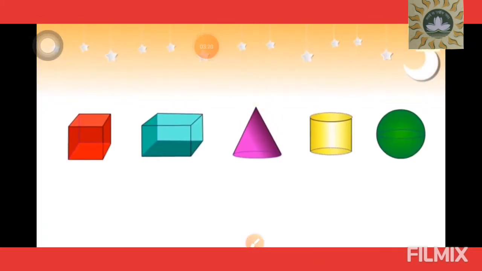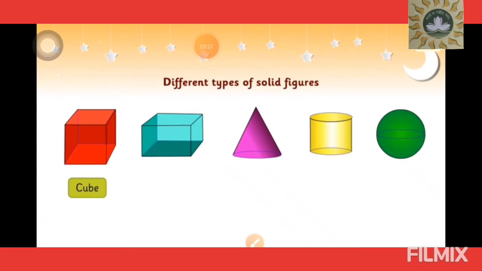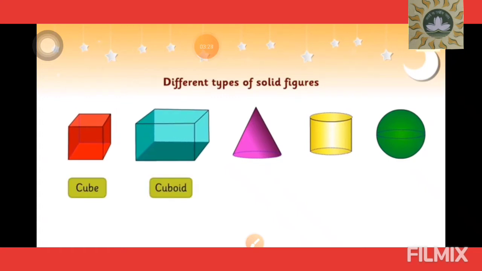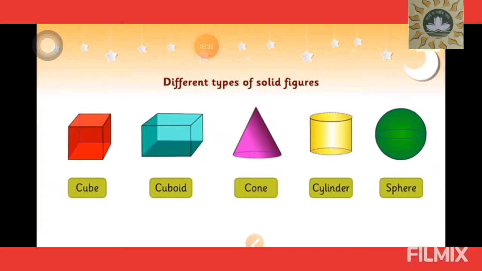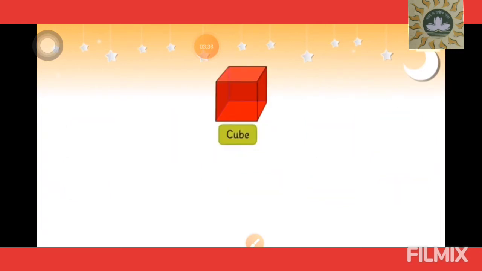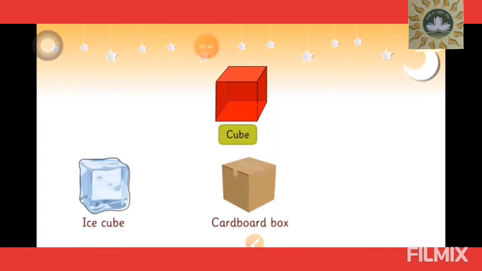Let us explore solid figures. The different types of solid figures are cube, cuboid, cone, cylinder, and sphere. This is a cube. An ice cube, a cardboard box, a block are all examples of a cube.